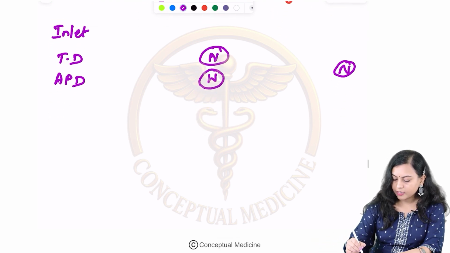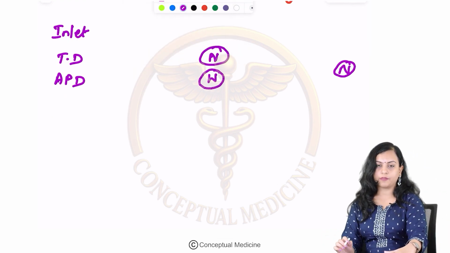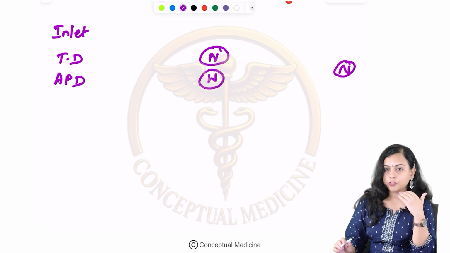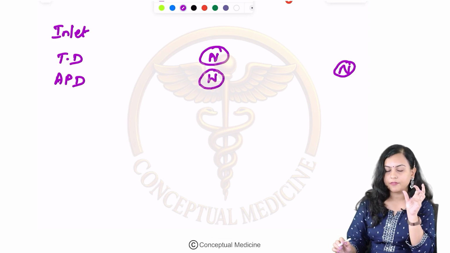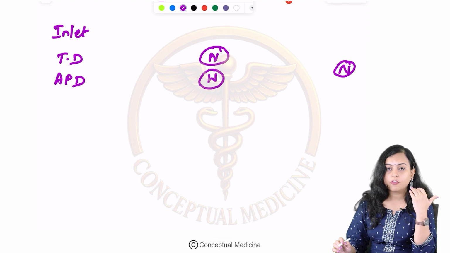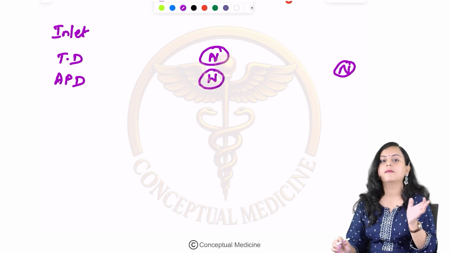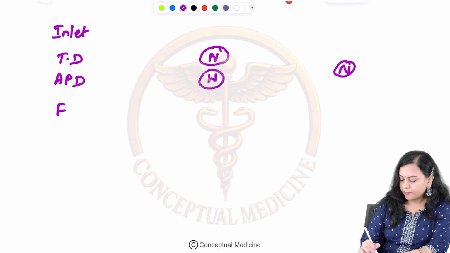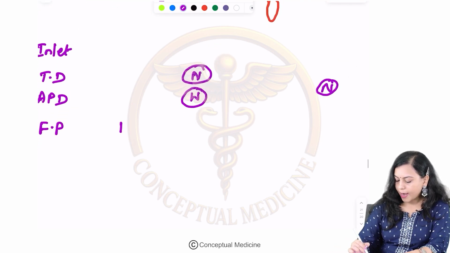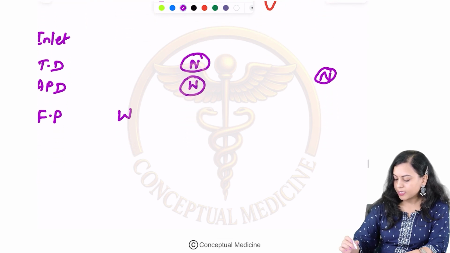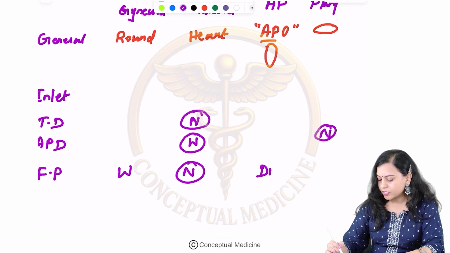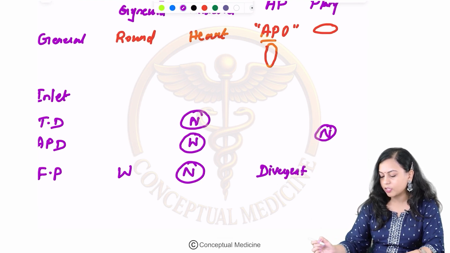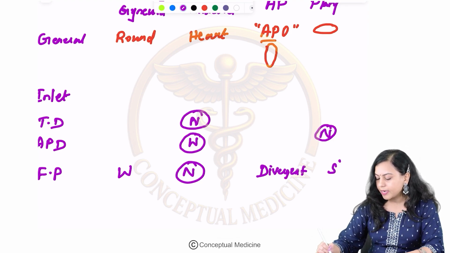Then we have something called the forepelvis. So, don't ask me, ma'am, you didn't teach what is forepelvis, because forepelvis is the part of the inlet seen anterior to the transverse diameter. If we take the forepelvis, it is wide in the gynecoid type, narrow in the android type, divergent in the anthropoid type, and in the platypelloid type it is straight.